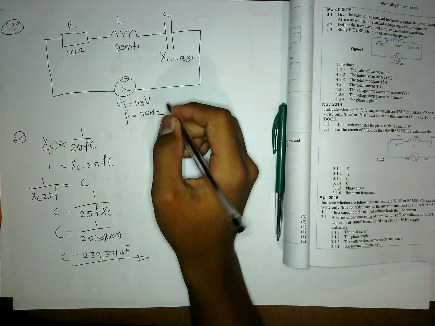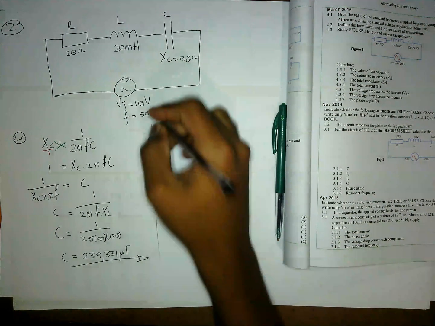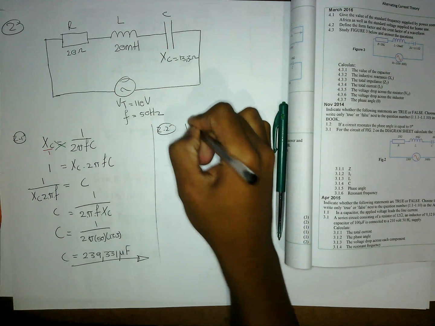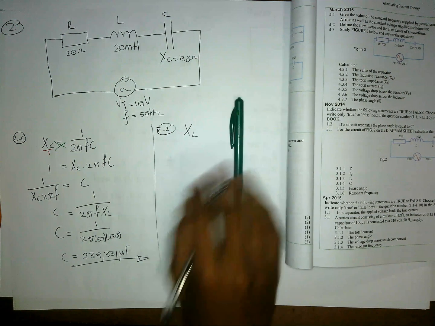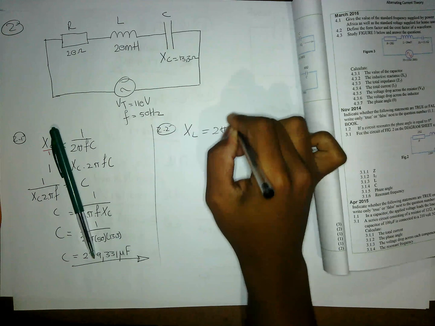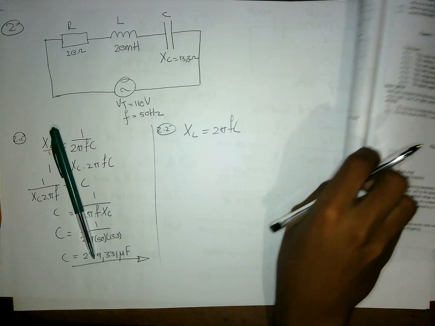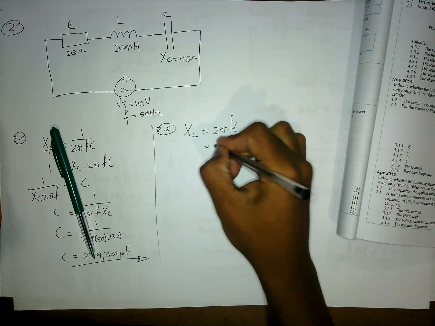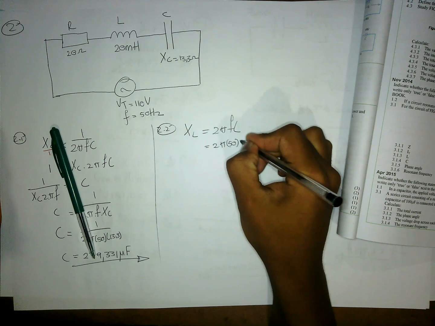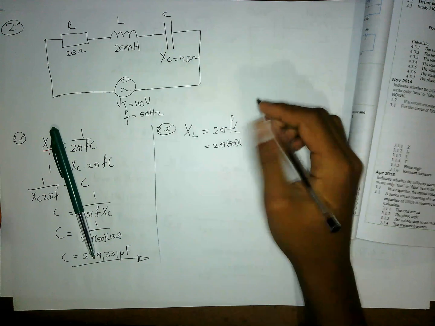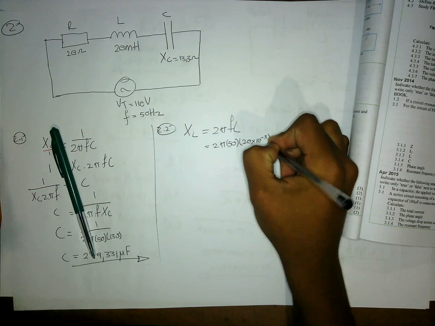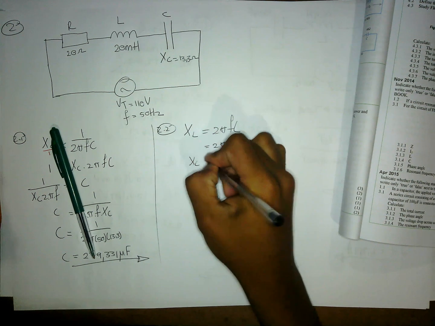For question two, the inductive reactance, let's do it like that. Inductive reactance, XL, is our inductive reactance. XL equals 2 pi FL. Now all we do is substitute our 50 hertz. The value of our inductor is 20 millihenry, so 20 times 10 to the power minus 3. Calculator.